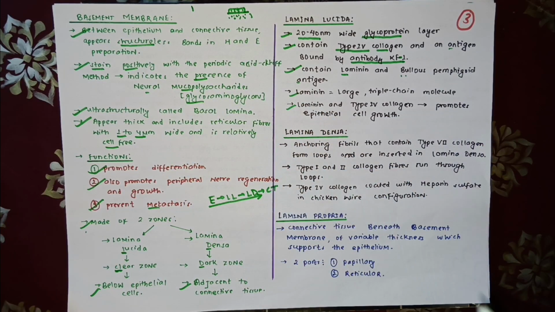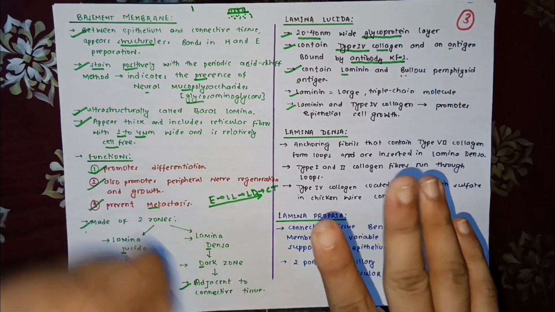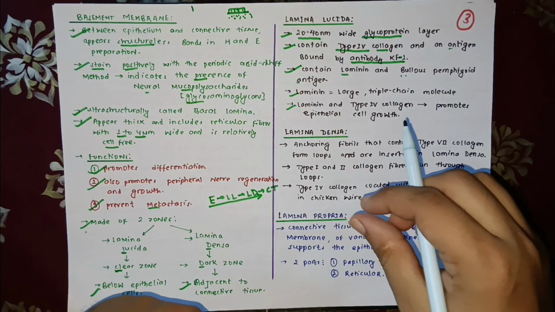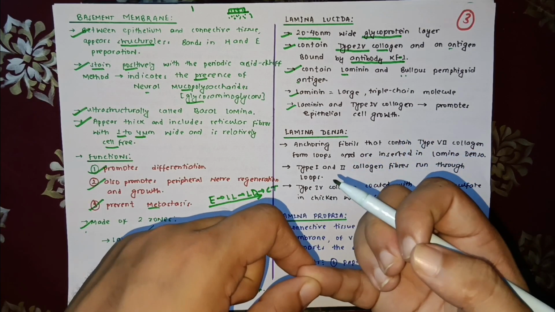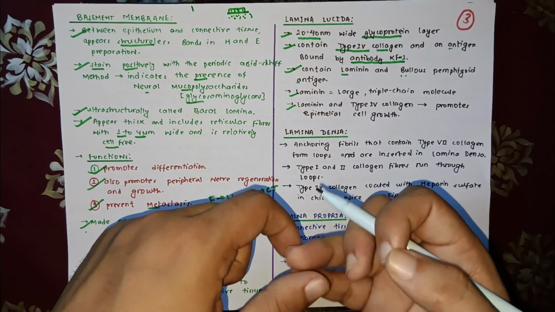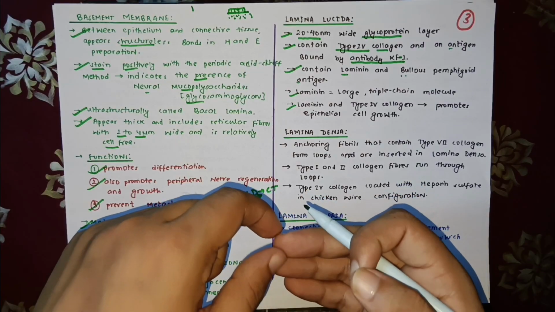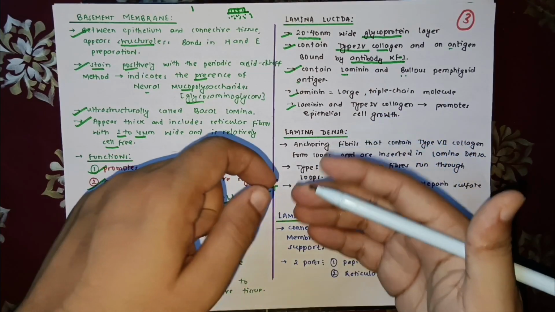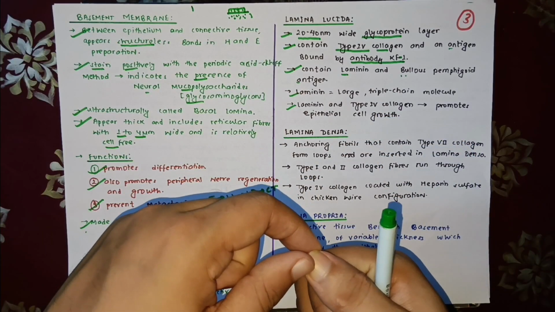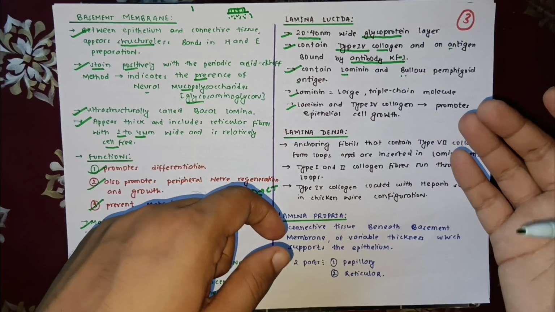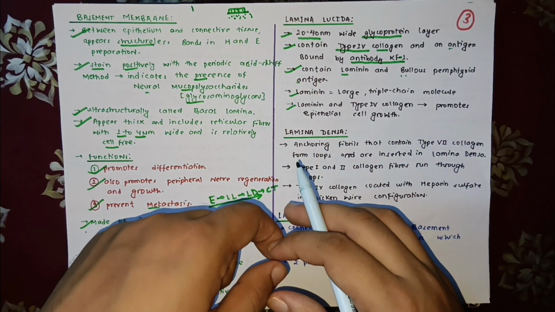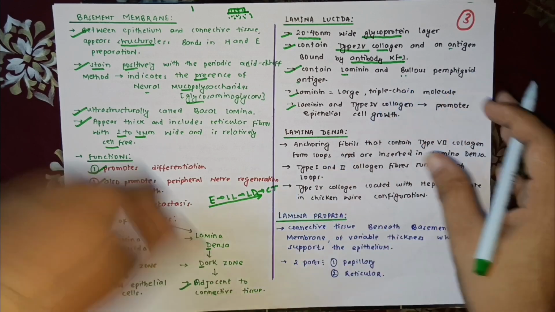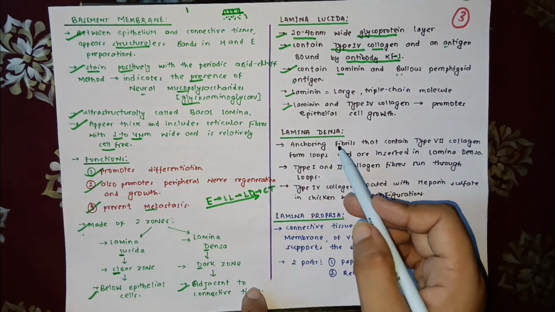So for the lamina lucida, just remember that it is the layer just beneath the epithelium. It means it is the upper layer of the basement membrane, which is 20 to 40 nanometer in thickness. It contains glycoprotein, type 4 collagen with the antigen bound by the antibody KF1, laminin and the bullous pemphigoid antigen. Laminin is a large triple chain molecule, and with type 4 collagen it promotes epithelial cell growth. So that is very easy to remember. After the lamina lucida, the lamina densa is there.